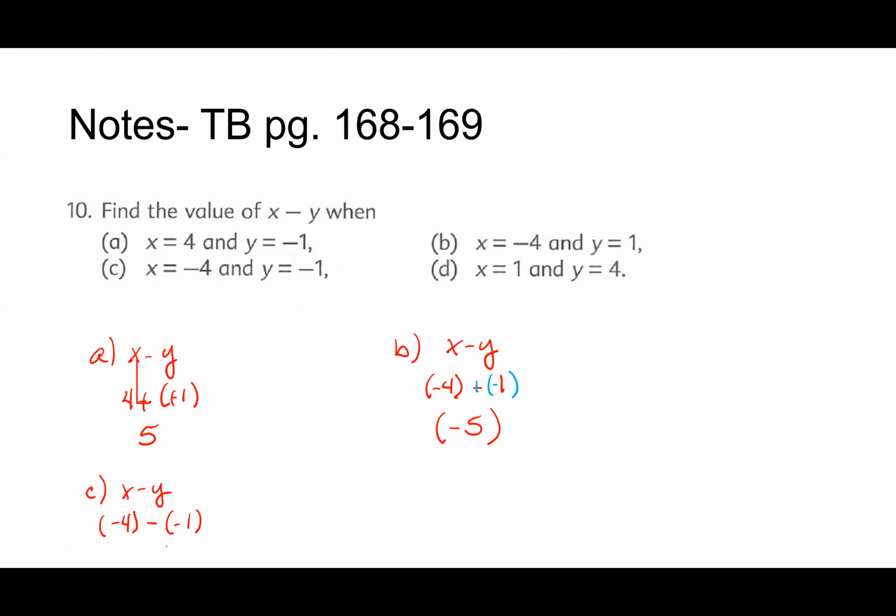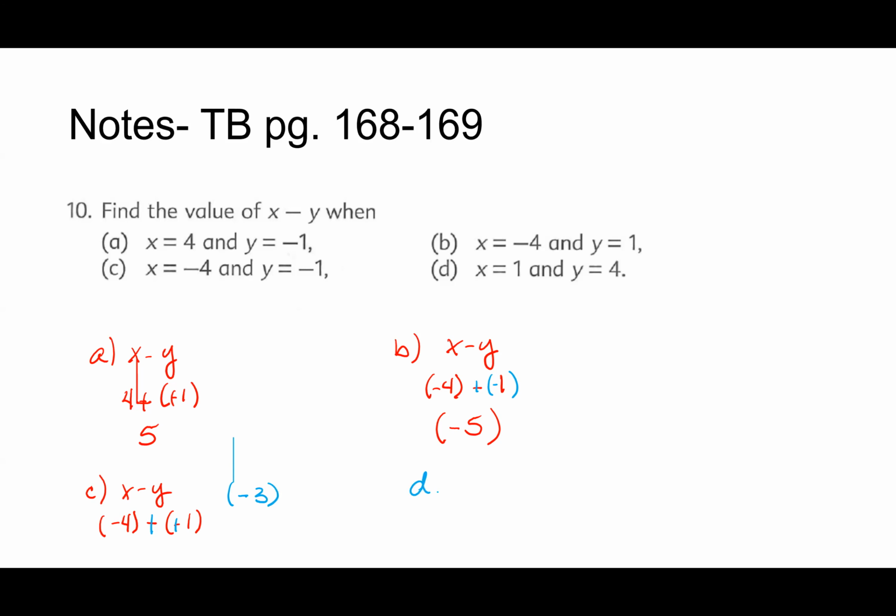Think of it this way. Just use positive numbers. 6 minus 9, what's the answer? Negative 3, right? The difference would be negative. Okay, so let's do copy plus opposite, negative 4 plus 1. And what's the answer? Negative 3. Negative 3, good.